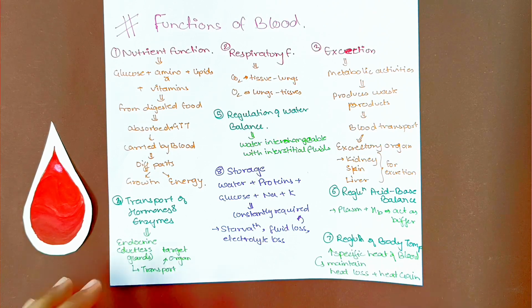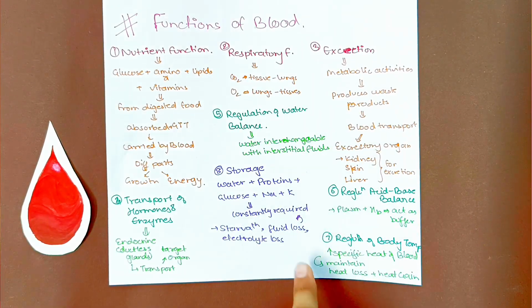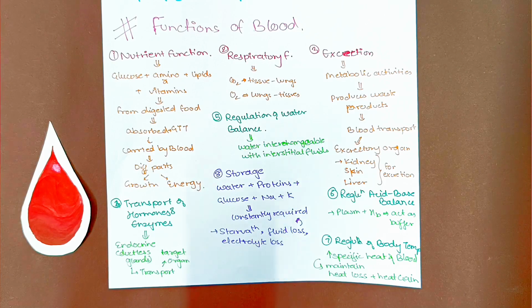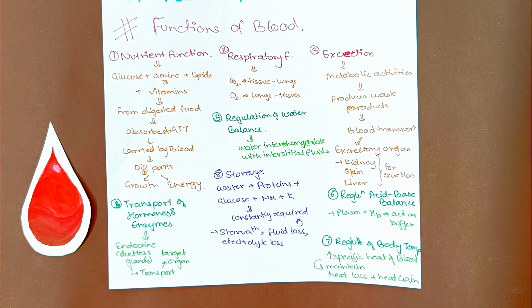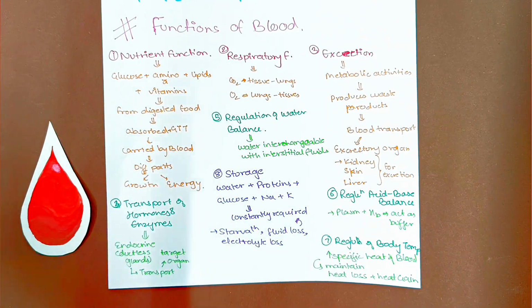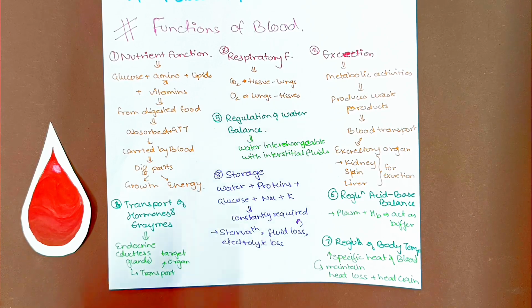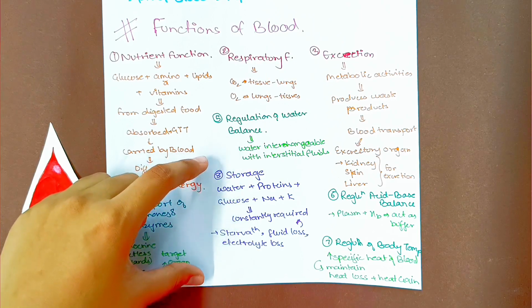Regulation of body temperature: our blood has a high specific heat, due to which it maintains the balance between heat loss and heat gain. Now, storage. Water, protein, glucose, sodium, and potassium are constantly required by our body at different times. If there is a situation like starvation, fluid loss, or electrolyte loss, and you need sodium, potassium, water, or glucose at that particular time, that organ or region will take these constituents from the blood. That's how it functions for storage.